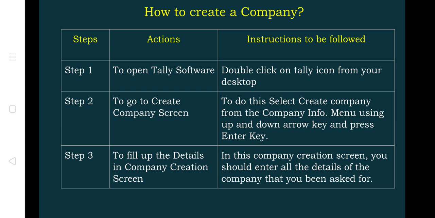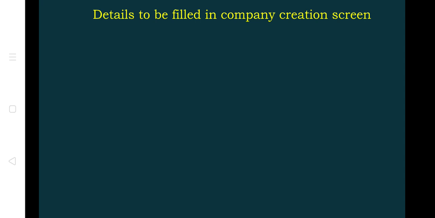Next, step 3, to fill up the details in the company creation screen, we have to enter the necessary information for the company. In the company creation screen, you should enter all the details of the company that you are asked for. The system will ask for the information about the company one by one. We have to give all types of information. Let us see what information the company creation needs. Details to be filled in the company creation screen.